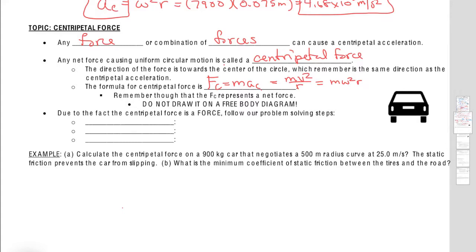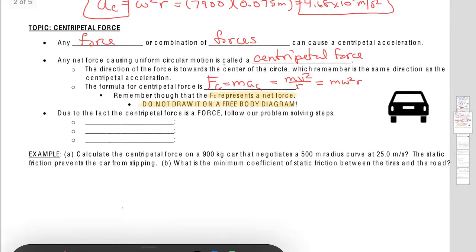One thing to remember, I just said it: F sub c, or centripetal force, represents a net force. Let me highlight that. It is not like friction, it is not like normal force. It's the sum of all those forces acting together. So we don't draw it directly on our free body diagram. We can put it near our actual free body diagram, but we don't draw it on it.